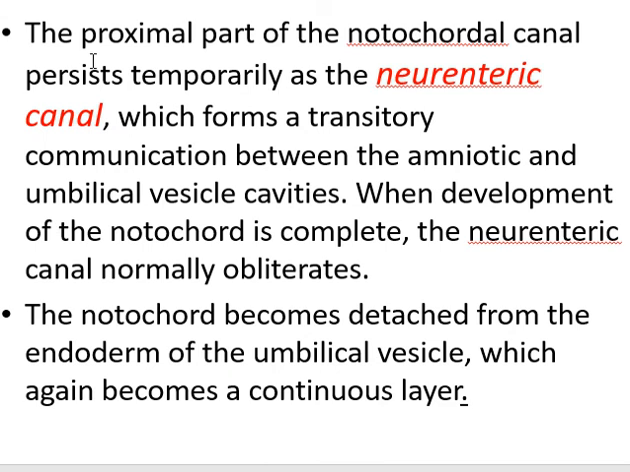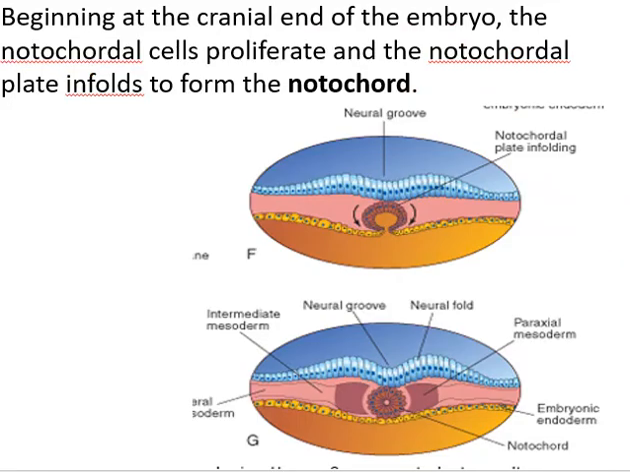Here you can see the proximal part of the notochordal canal persists temporarily as the neuroenteric canal, which forms a transitory communication between the amniotic and umbilical vesicle cavities, or yolk sac cavities, you can say. When development of the notochord is complete, the neuroenteric canal normally obliterates. The notochord becomes detached from the endoderm of the umbilical vesicle, which again becomes a continuous layer.